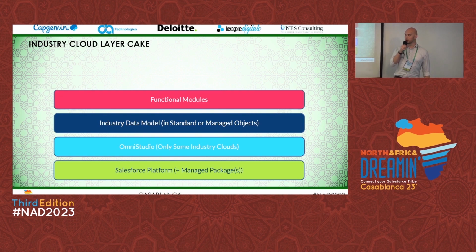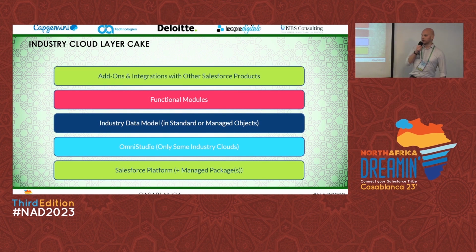Then we have the different functional modules. These will really differ based on different industries. If we think about healthcare, you can think of healthcare specific use cases that these would provide. And then similarly, we have add-ons and integrations with other Salesforce products. These are things that don't come in that industry cloud out of the box, but integrate nicely with that industry cloud.